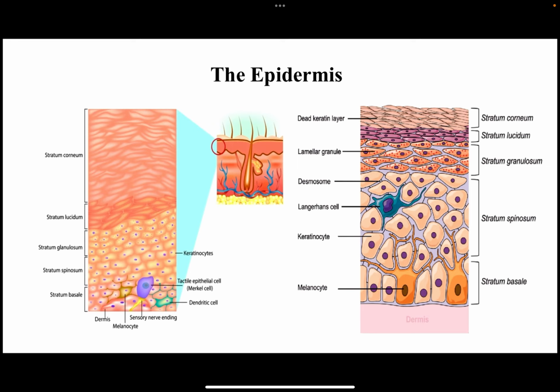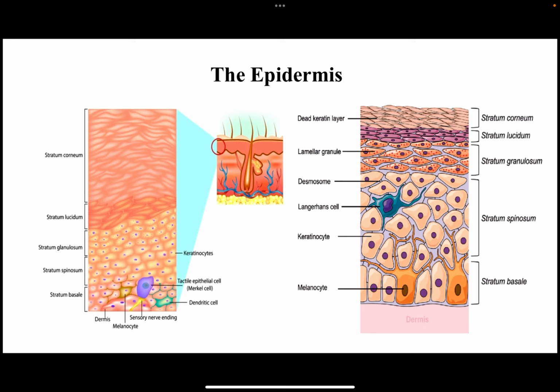The Langerhans cells are located within the stratum spinosum. So you can be asked in exams where the cells are located. Like Langerhans cells, which part of the epidermis are they located in? Is it the stratum spinosum or the stratum basale? Keratinocytes, where are they located? Is it the stratum basale or the stratum spinosum? You get it? Very interesting questions like that.